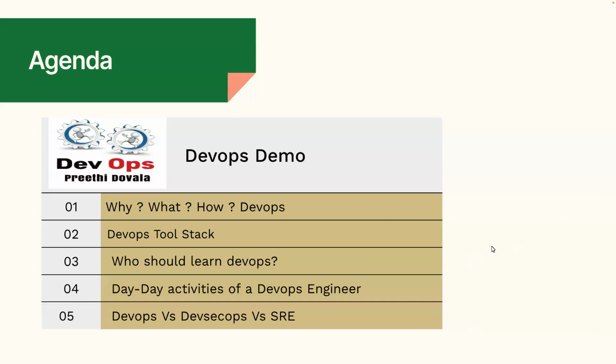I'll explain the agenda of this course: why DevOps came in, who should learn it, what the different tool stack is, what the day-to-day activities are, and the difference between the buzzwords we are hearing, like DevOps, DevSecOps and all. So that's a brief agenda I'll be giving here today. From tomorrow onwards, actual classes begin. So let's get started going through the high-level picture of the course and the agenda of this course.